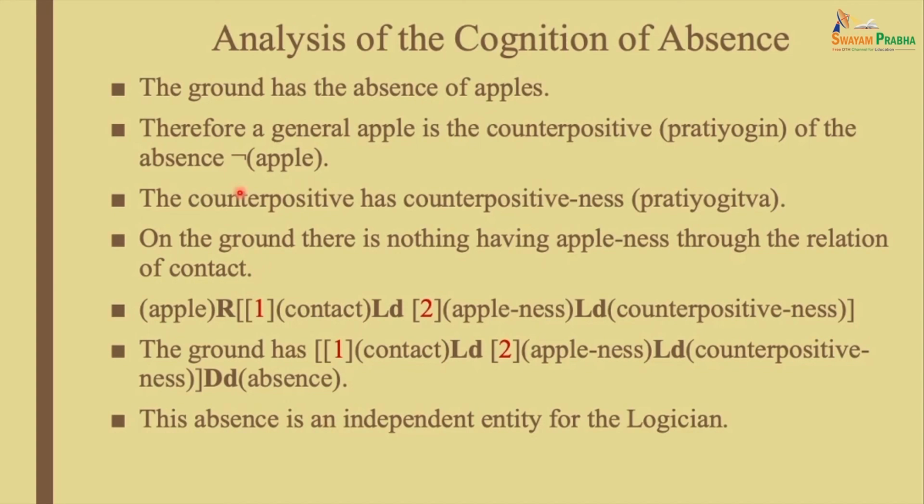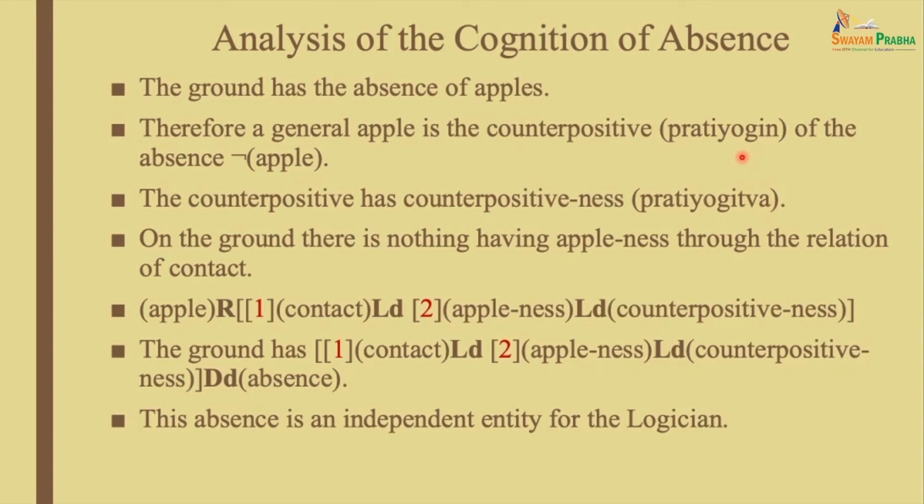So we would denote the absence of apples as this. This is the negation sign, the absence sign in this case, and then the absence of what? The absentee will be presented in the bracket. Let us stick to this terminology or symbolism for some time. Now, the counterpositive, the absentee, in this case apples, has counterpositiveness, which is a property, pratiyogitva.